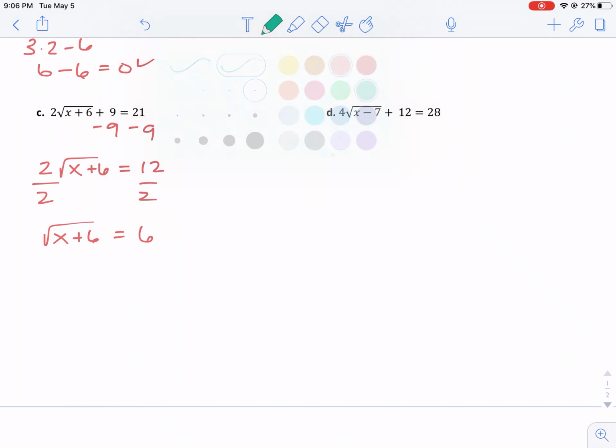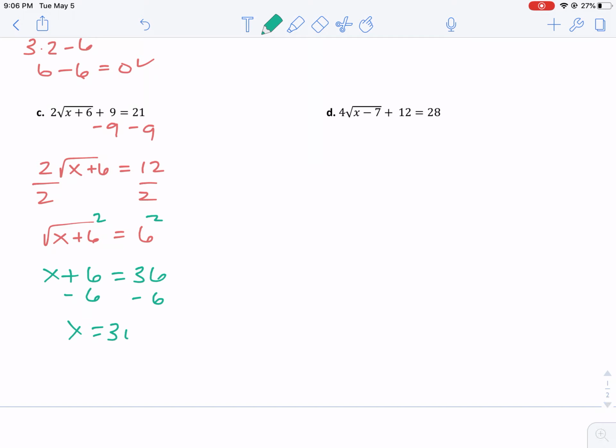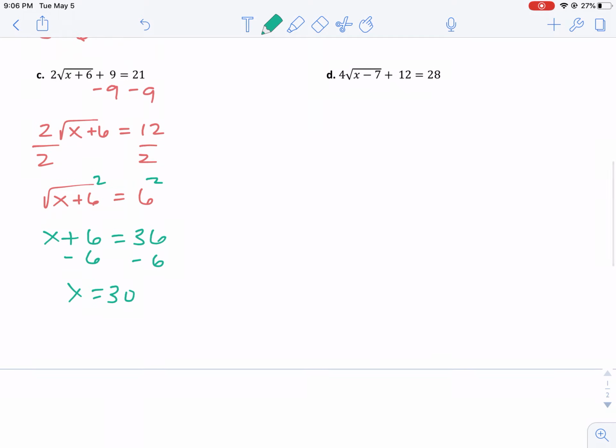Then we can go ahead and square both sides. This will leave us with x plus 6 equals 36. Take away 6 from both sides, we're left with x equals 30. And again, we can check if we did 2 root 30 plus 6 plus 9, that would be 2 times 6 plus 9. 12 plus 9 is 21, which is what we want, so we can be confident in our answer.